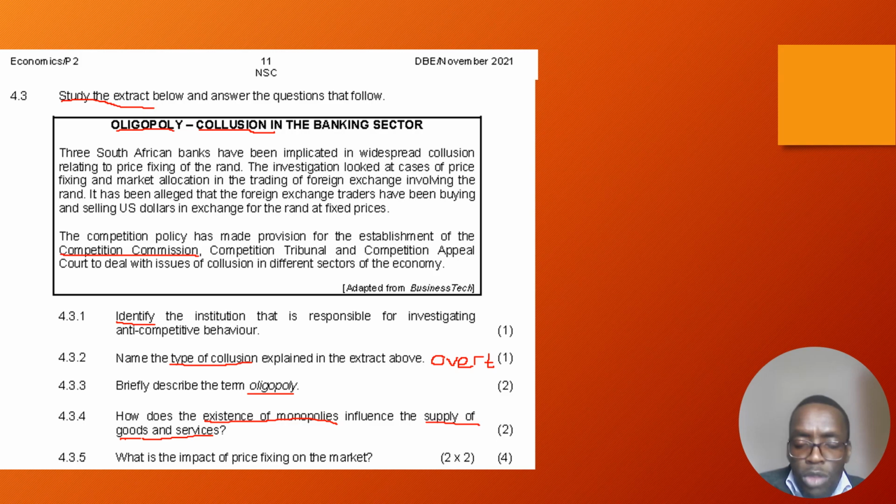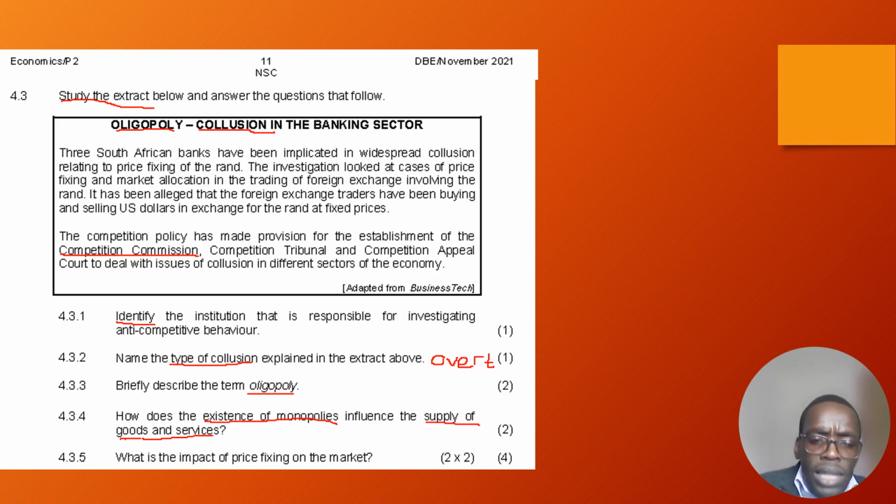Okay, so if you have spoken about any one of those two, you say that it reduces the quantity of goods and services that are going to be supplied, then we accept that, correct? Or you say that because of the reduced supply, the quantity of goods and services being provided in the market, it will end up resulting in an increase in the price or higher prices. Then we will also accept that as correct.